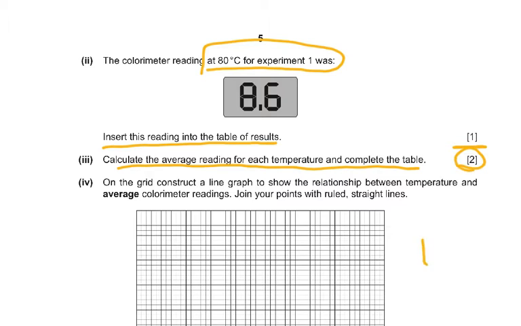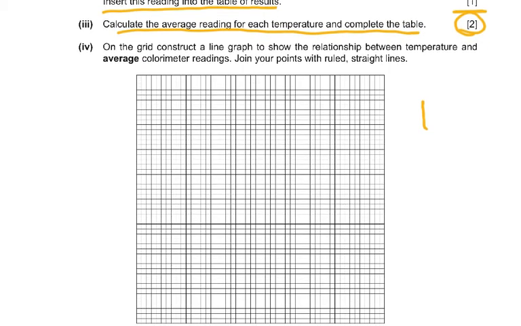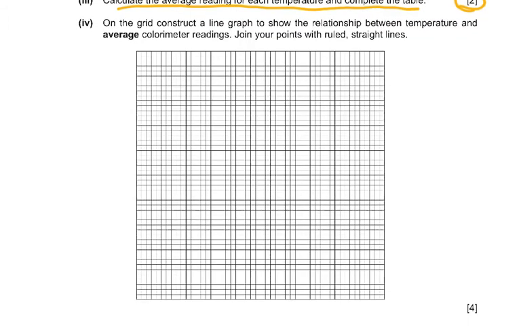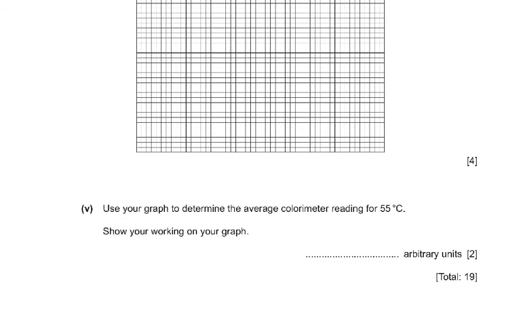On the grid, construct a line graph to show the relationship between temperature and average colorimeter reading. Join your points with ruled straight lines, right? That's 4 marks. Use your graph to determine the average colorimeter reading for 45 degrees. Show your working on your graph. Now this was a total of 19 marks. Just like I've read it, it's taken me 9 minutes now. So by 9 minutes I've read the whole question, and maybe I need to read it once again.